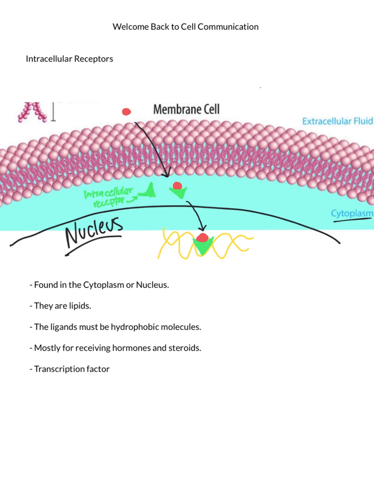Now, remember, these receptors are mostly for receiving hormones and steroids. So this example is a hormone entering the cell. The receptor changes its shape due to the binding. I'm going to do a better graphic. And this creates a hormone receptor complex.